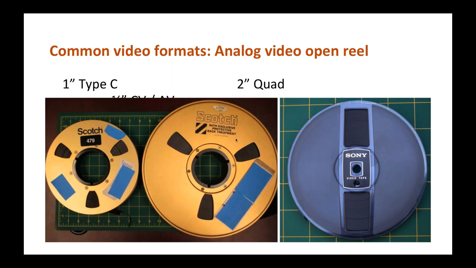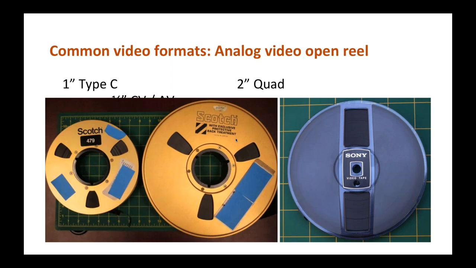Now, on the left of this is the 1-inch Type C, and this is a professional reel-to-reel analog recording tape that was co-developed and introduced by Ampex and Sony in 1976, and it replaced quad as the standard for professional video and broadcast television. And it did that for several reasons. One, as you can see, it's smaller. I wish we had a pencil in this picture, because it's still not super small. But the tape width is, as you can guess, 1 inch.